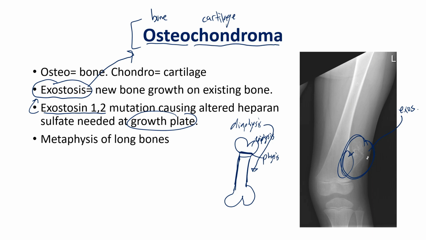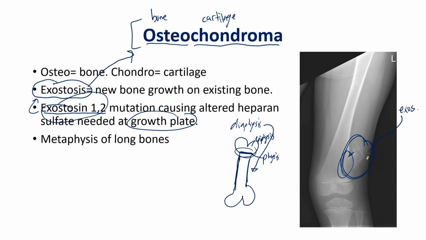So the heparan sulfate that is needed to help in the function of the bone plate, for your bones to grow during puberty and growth spurts, is what's being altered when you have a mutation in exostosin 1 and 2. So that's kind of what they think causes this osteochondroma bone tumor.